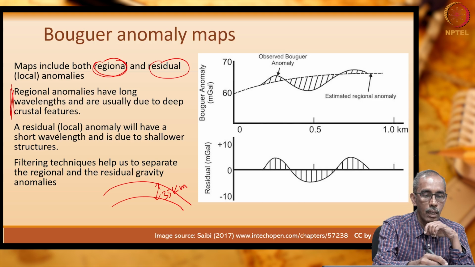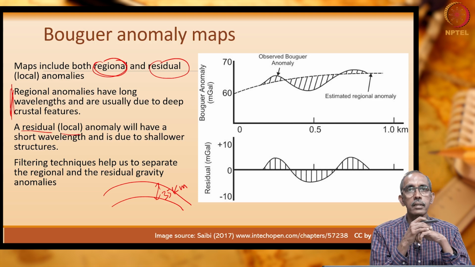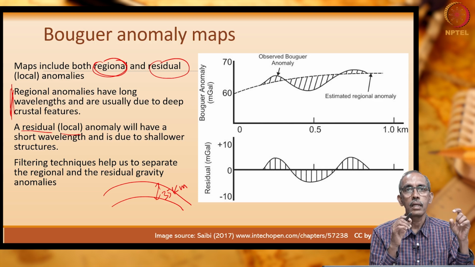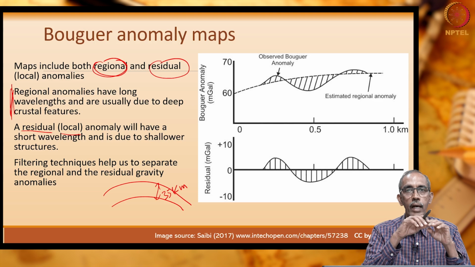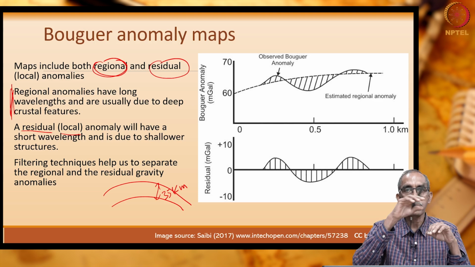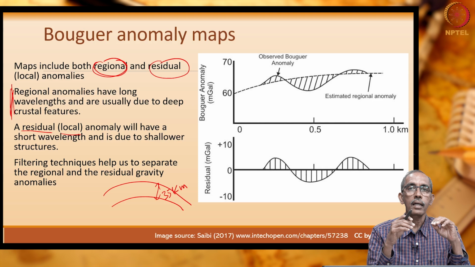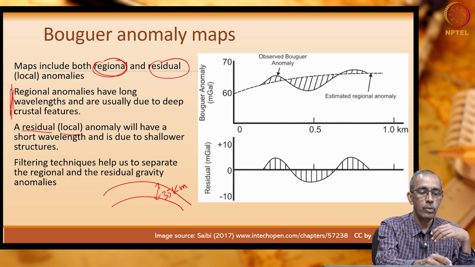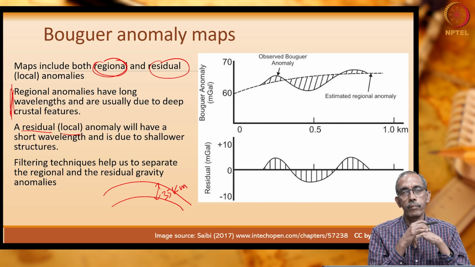Whereas local anomaly, which is also called residual anomaly, will usually have shorter wavelength because of shallow structures. That means very close to the surface of the earth, we may have something like we had seen on the previous page, a small anticline or syncline, or the density of the formations may vary closer to the surface of the earth. This also affects the gravity reading which we take at the surface of the earth. This anomaly is known as residual anomaly.